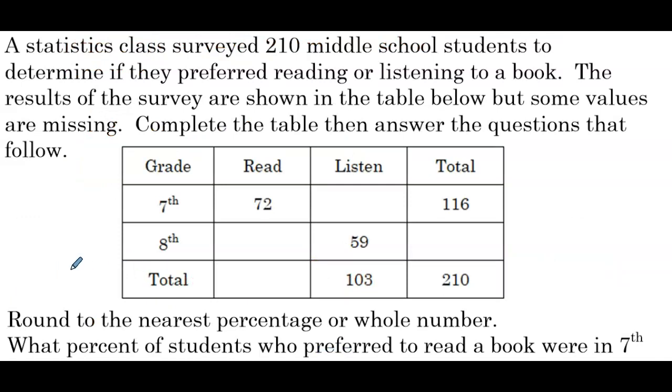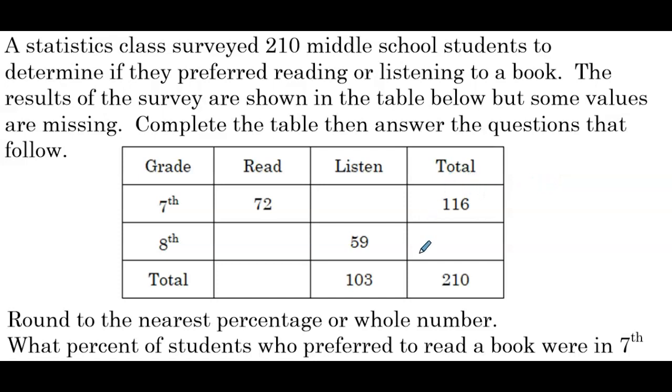A statistics class surveyed 210 middle school students to determine if they preferred reading or listening to a book. The results of the survey are shown in the table below, but some values are missing. Complete the table, then answer the questions that follow. Okay, so they've given us an incomplete two-way frequency table. So our first job is to find all the missing values. And that shouldn't be too hard for us to do.